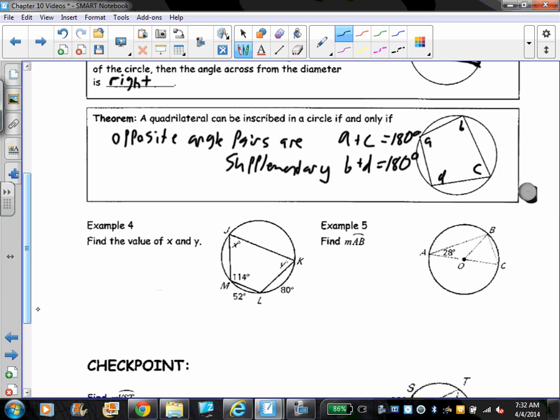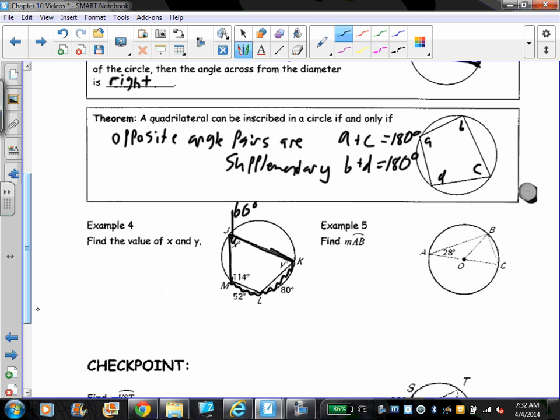Find the values of x and y. Well, here's what we can do to find x. Notice that x itself is an inscribed angle with this as the intercepted arc. If we find out what the size of KM is and divide it by 2, we'll have angle x. So to find KM, we just take 80 plus 52, get 132, divide that by 2, and we get 66 degrees for x. So we have that.